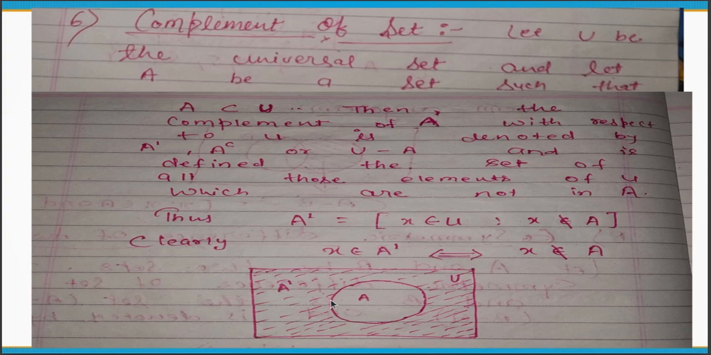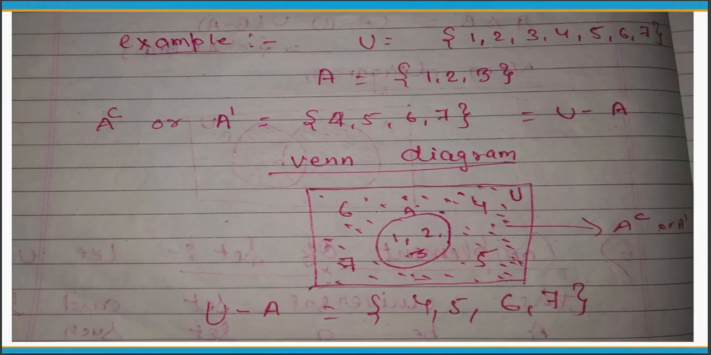Here is a set A, and this is the universal set. Now the complement of a set is everything other than the elements of set A. For example, U is 1, 2, 3, 4, 5, 6, 7, and set A is 1, 2, 3, 4. The complement of set A is U minus A, the difference of the universal set with respect to A: remove 1, 2, 3, 4 and we get 5, 6, 7. This is the complement of the set.